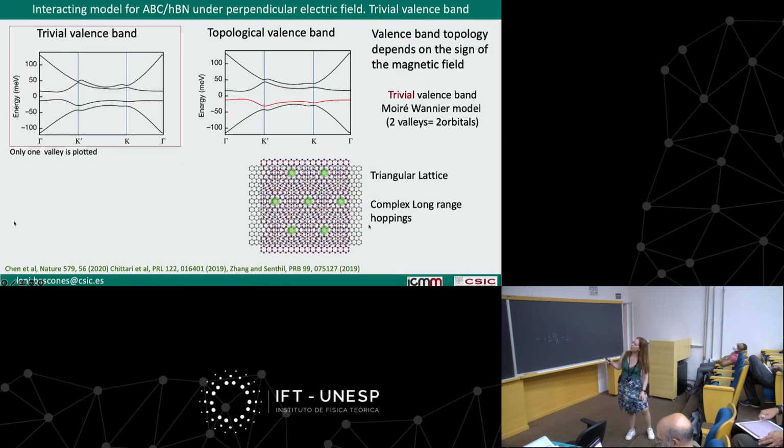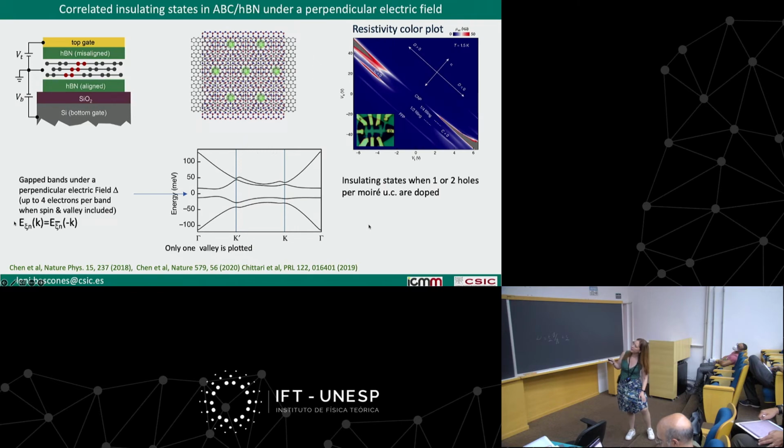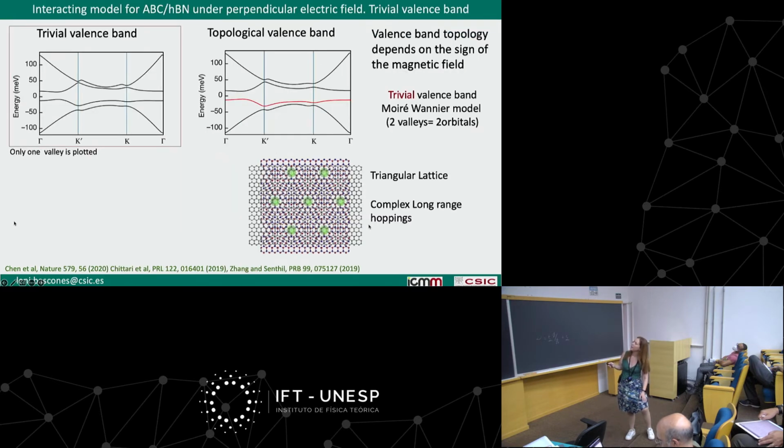Okay, so now what I'm going to study is, and then is what I say, so we need the magnetic field to have this band isolated. An interesting thing in this system is that depending on the sign of the electric field, our valence band, which is the one on which I'm going to focus, is trivial, it means that it's not topological, or it's topological. Okay, so I'm going to focus on the case in which the valence band is trivial.